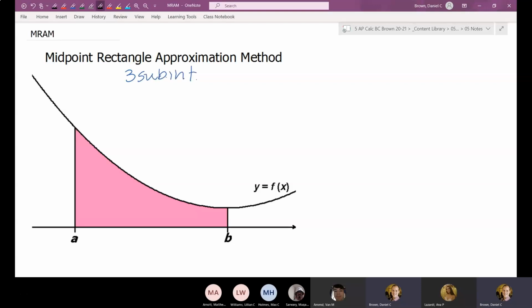And what MRAM does, again, you first find your rectangles. Instead of measuring from the left-hand side to find the height, or measuring from the right-hand side to find the height, you're going to use the midpoint of each interval. And that is what's going to figure out the height of your shape. Try that again. So then from the middle, and then from the middle.